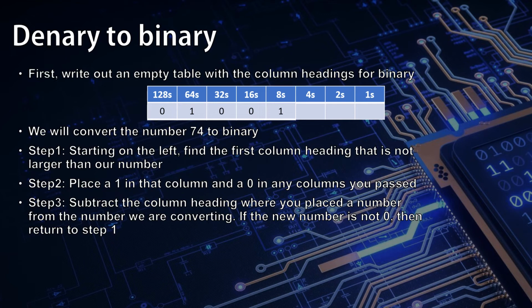We start on the left for the next column heading we haven't looked at, and 2 is the biggest column heading that we can see. We place a 1 in there, we subtract it, and we have a value of 0, so we know we can complete our number by filling it out with zeros.